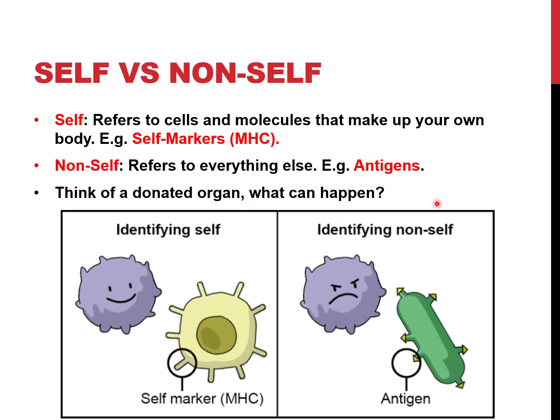So the example here is the donated organ. Yes, it is from a human, but it's still from someone else. So it's going to have different MHC markers. Your white blood cells are going to be happy if it's your cell, and it has its own MHC1 markers. But if it's something else, like a donated organ or a bacterium from outside, it's not going to be very happy, and the immune response is going to occur.